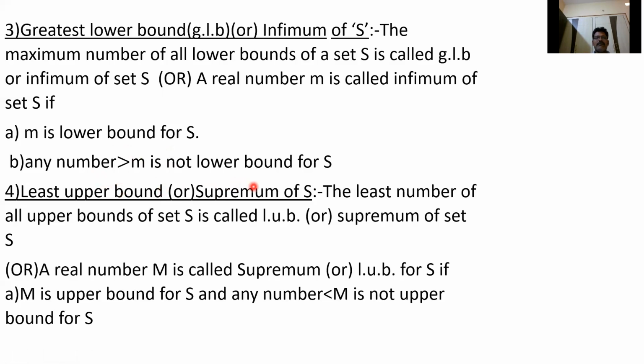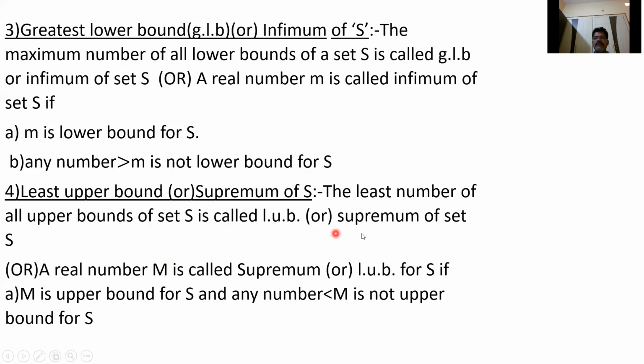Similarly, least upper bound, LUB, or supremum of S. The least number of all upper bounds of set S is called the least upper bound or supremum of set S. In general, if S has an upper bound, it has many upper bounds, because if U is an upper bound, any number greater than U is also an upper bound. Among all these, the least number is called the least upper bound or supremum of S.